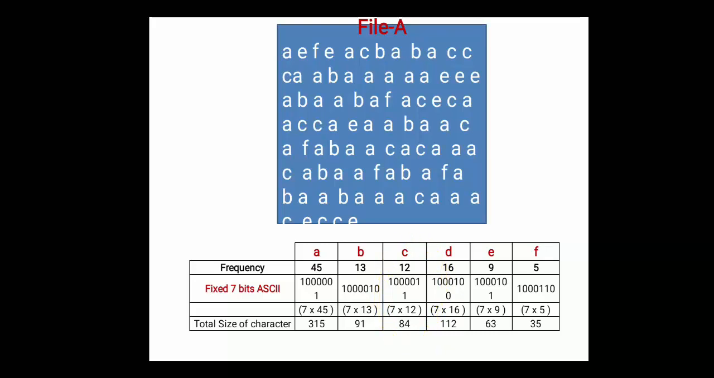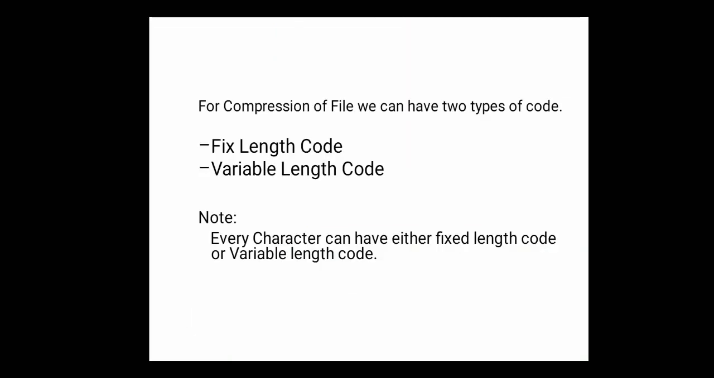Likewise, find out the size of D, E and F characters. Then the total size of the file is, for example, we have to add all these values: 315 plus 91 plus 84 plus 112 plus 63 plus 35, and the total is 700. So this is actually the size of the file.